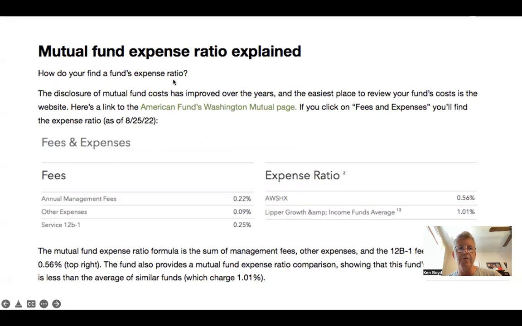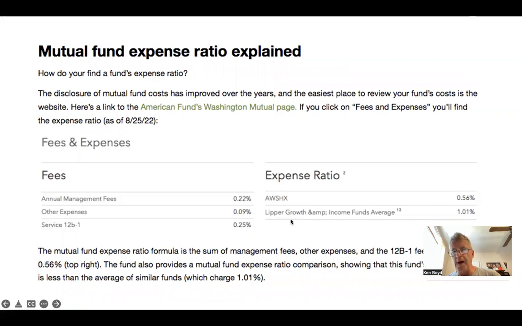How do you find the expense ratio? Disclosure of the fund's costs is most easily found if you go to the website. So American Funds Washington Mutual has been around forever, a very large mutual fund. In the middle of the page are the fees and expenses as of August 25th, 2022. You'll see that the fees include the management fee, other expenses, 12b-1 fees, and we add all this up. This is the symbol for the mutual fund, AWSHX. That's the trading symbol, and you'll see the expense ratio is 0.56%.